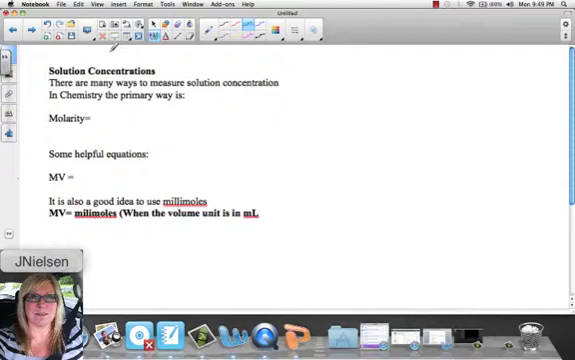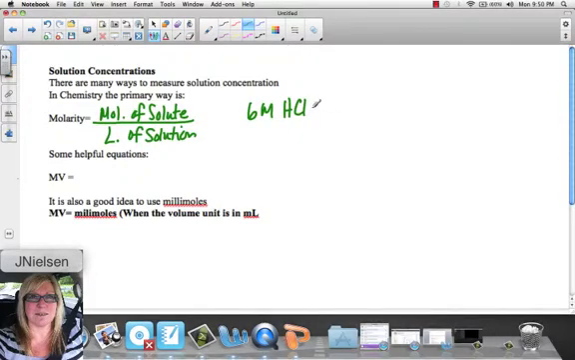Okay, let's move on to solution concentrations. There are many ways to measure solution concentrations. In chemistry, the primary way is molarity, which you're very familiar with already. Molarity is equal to moles of solute over liters of solution. So if I say that I have a 6 molar HCl solution, that basically means that I have 6 moles of HCl per 1 liter of solution.